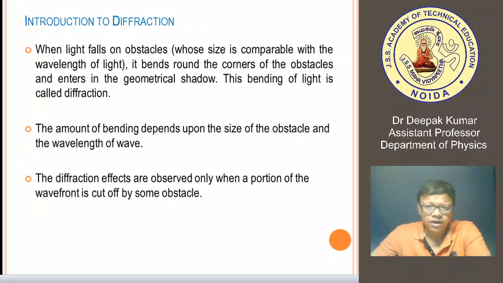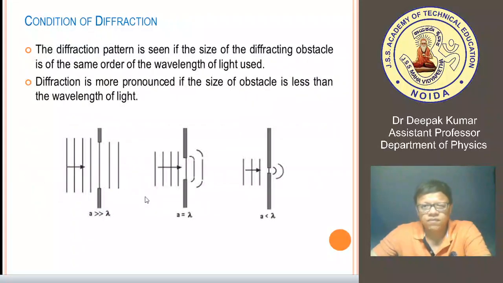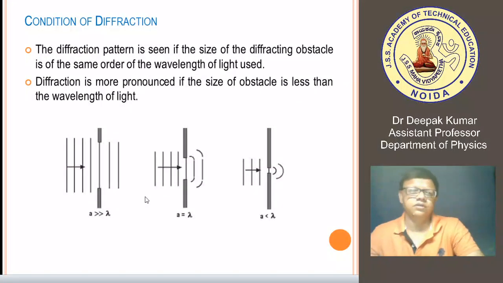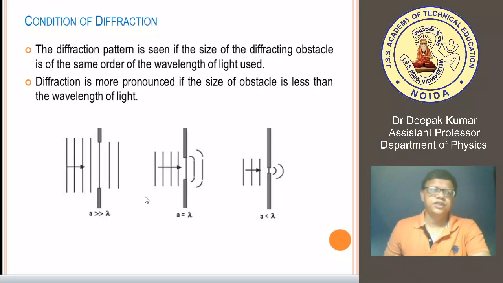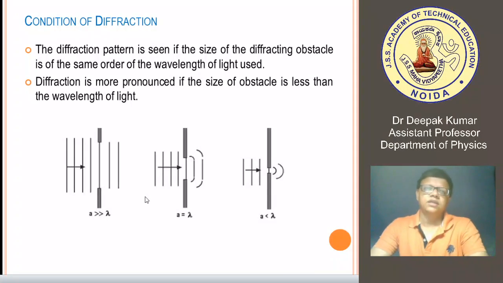So in this particular case of diffraction, we assume that it is observed whenever some part of the wavefront is cut with the help of an object or with the help of a slit. Now, conditions for diffraction. The diffraction pattern is seen if the size of the diffracting obstacle is of the same order of the wavelength of light used.